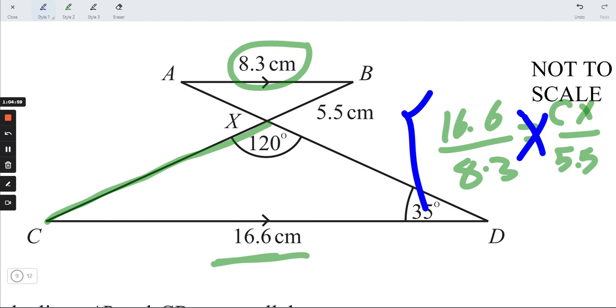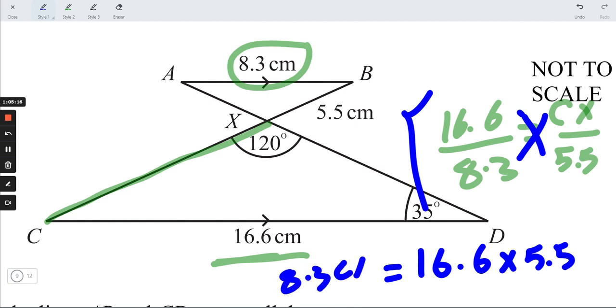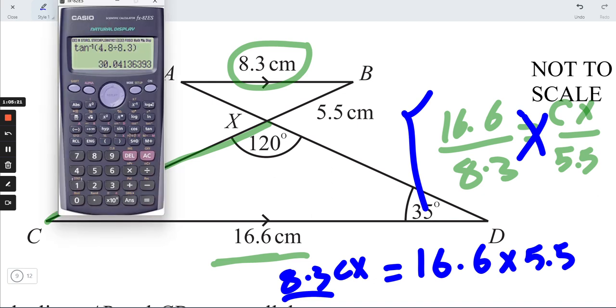This formula here, you should write it down. You should show them that you are using the proportion here. So cross multiplication, you will find 16.6 times 5.5 equals 8.3 CX. Dividing both sides by 8.3, using your calculator at the end, you will find out 16.6 times 5.5, equals, dividing again by 8.3, equals 11.